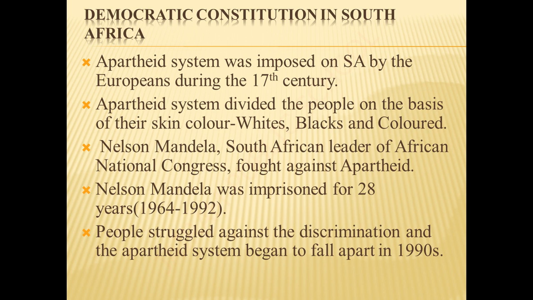Racial discrimination is nothing but the discrimination based on the skin color of the people. This apartheid system divided the people on the basis of their skin color as whites, blacks and colored. So in South Africa, we could see a mixed culture of people. Among the total population of South Africa, 3/4 were the blacks and the remaining 1/4 consisted of the whites and the colored. The blacks were the South African people, the whites were the European people and the colored were the people who migrated from India.